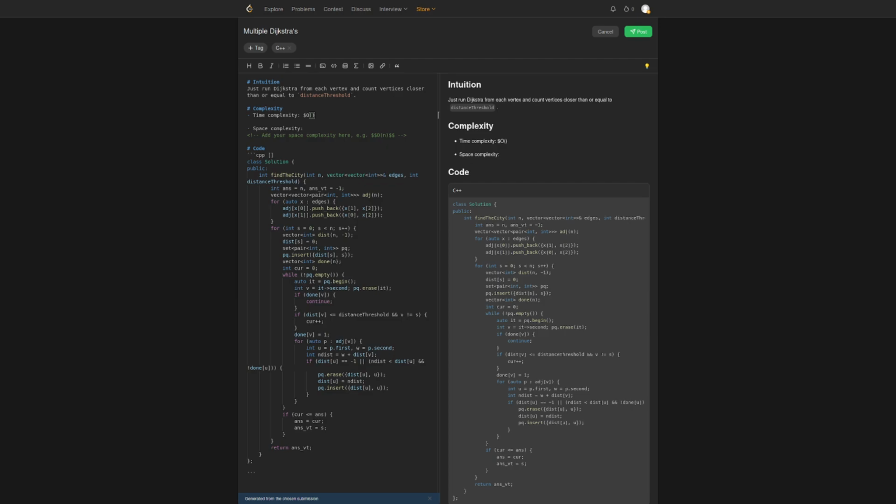Okay, well, how many times do we run it? N times, and the number of edges is at most n squared, and Dijkstra has a time complexity of number of edges times log n, so that's n squared times log n, so n cubed log n.